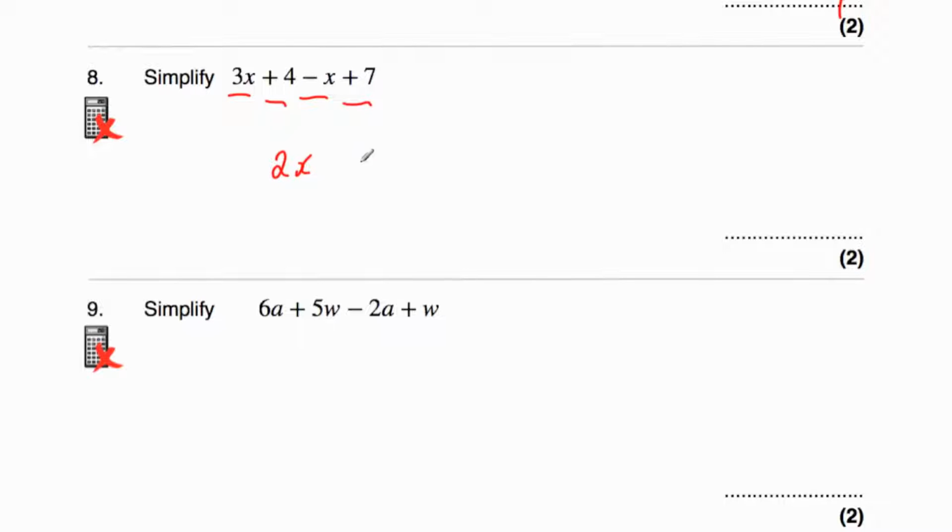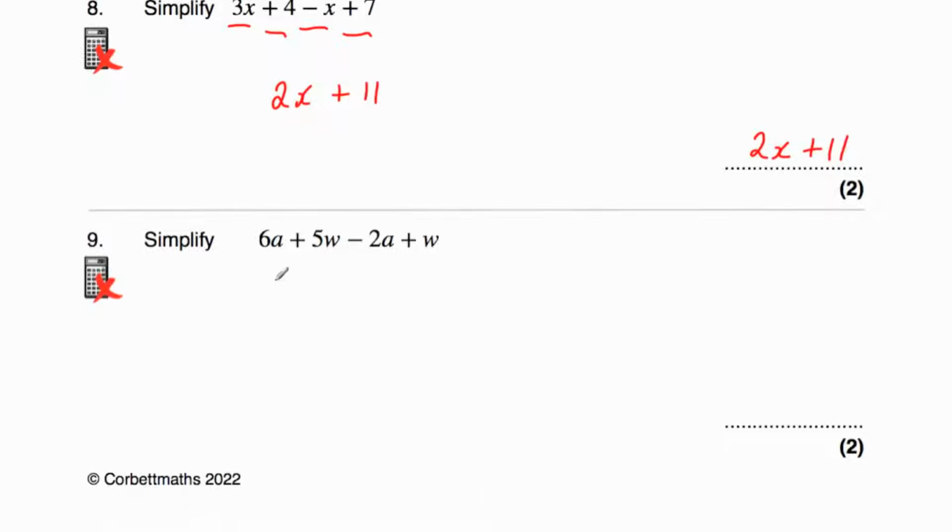And 4 plus 7 is 11. So the answer would be 2x plus 11. So 2x plus 11. Okay, question number 9. So question number 9 says simplify 6a plus 5w take away 2a plus w.